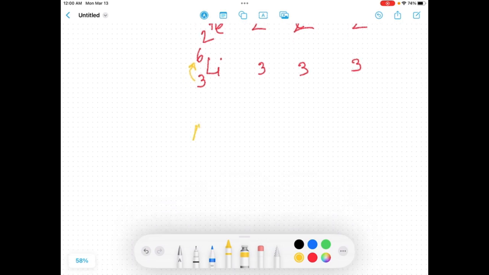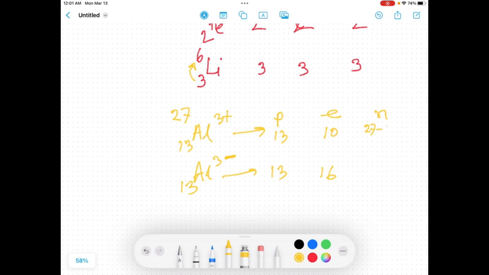Let's see, aluminum 3 plus, 13, and aluminum 3 minus, 13. In both cases the proton number is 13. Here the electron number is 10, but here the electron number will be 16, because 13 protons with 3 more electrons. And the neutron number: aluminum is 27, so the neutron number will be mass minus proton number, so it will be 14, and the same here, 27 minus 13, because the proton number is 13, so it will be 14.